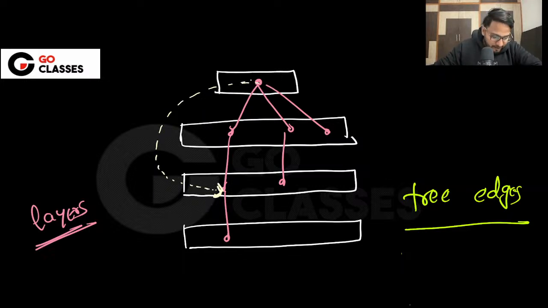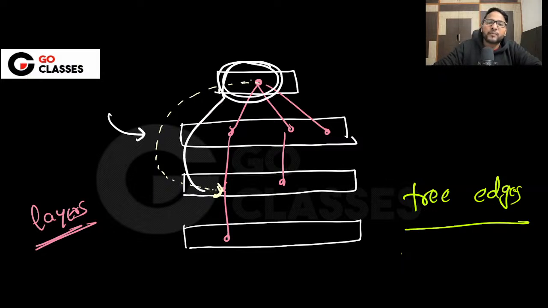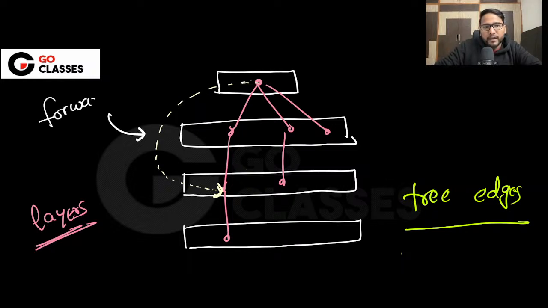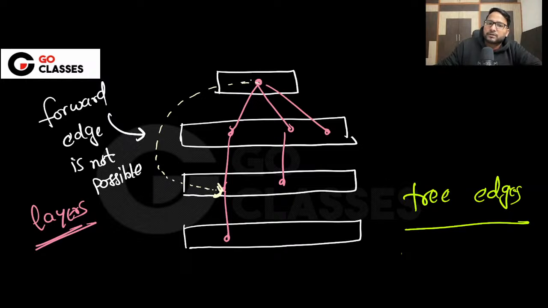Now why is it called a forward edge? Because it is from ancestor to descendant, right? That is why it is called a forward edge. So the forward edge is not possible. Understood? So in BFS, the forward edge is not possible.